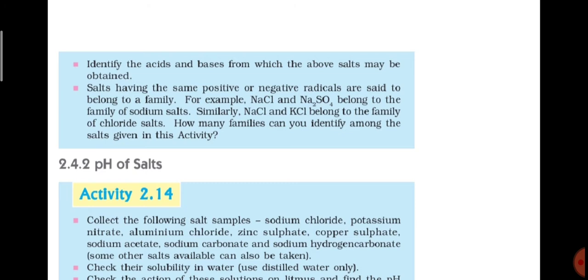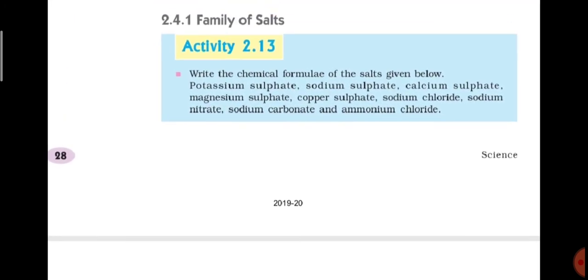Now the next example which is given is sodium chloride and potassium chloride. When you write their ions, then in the first one it is sodium ion and chloride ion, whereas in the second one it is potassium ion and chloride ion. So which ion is common between them? Chloride ion. And that is why these salts belong to the family of chloride salt. So like this only we have to determine the family of certain salts, which is given here in the first point in this activity.